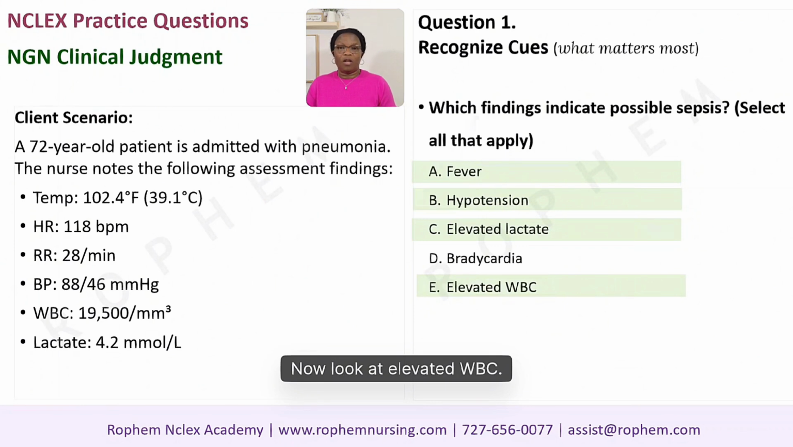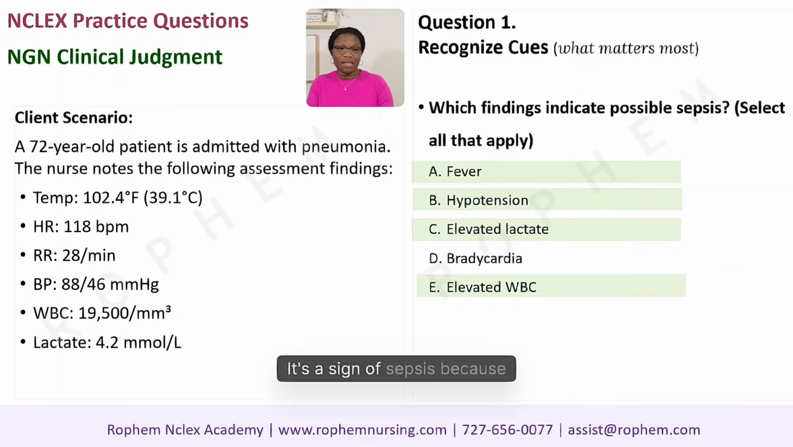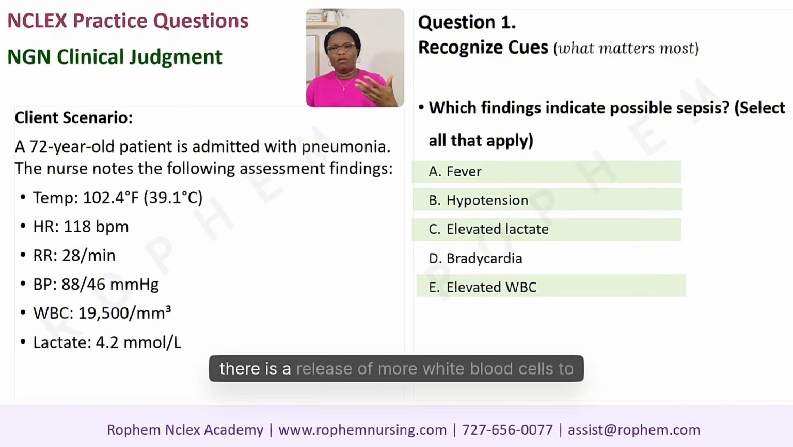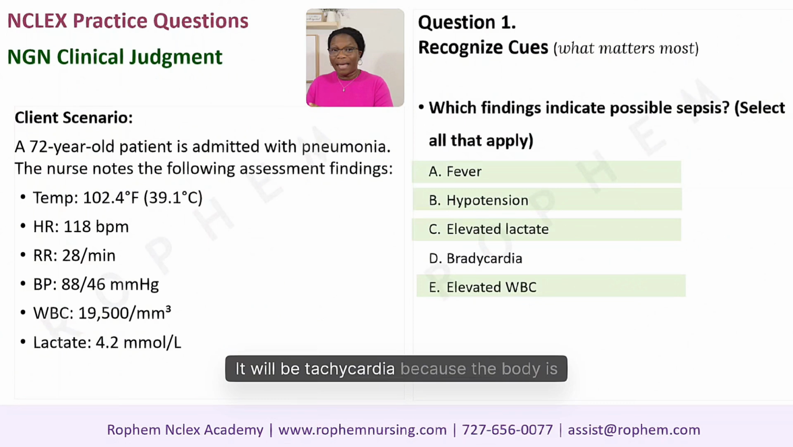Now, look at elevated WBC. Elevated WBC, that's also very correct, and you want to make sure that you pay attention to this. It's a sign of sepsis because there is a release of more white blood cells to fight the pathogen. Now, looking at bradycardia, that one is not correct. It will be tachycardia because the body is overworking.